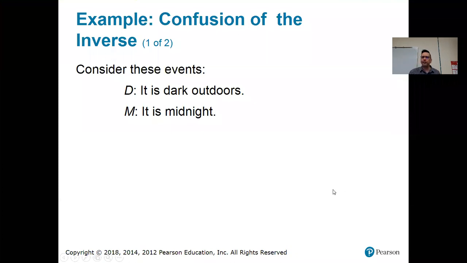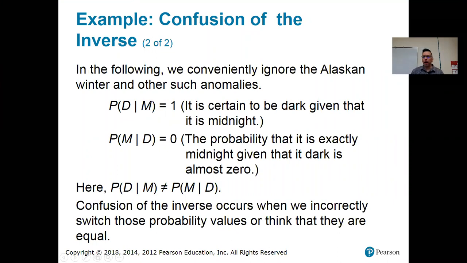Here's another good example to illustrate confusion of the inverse. Suppose these events are D, it is dark outside, and M, it is midnight. The probability of D given M, the probability that it's dark given that it's midnight, well, at least in this part of the country, it's always dark at midnight, right? So that probability would be 1. I like how they put this disclaimer in here. We conveniently ignore the Alaskan winter and other such anomalies. So at least if you're in California, like we are, the probability that it's dark given that it's midnight is 1. However, the probability that it's midnight given that it's dark, they're saying that probability is 0.